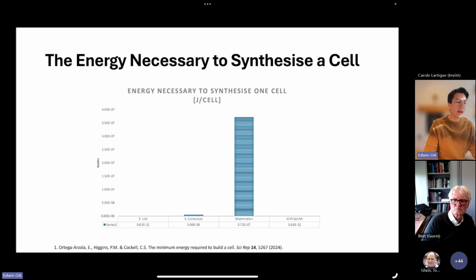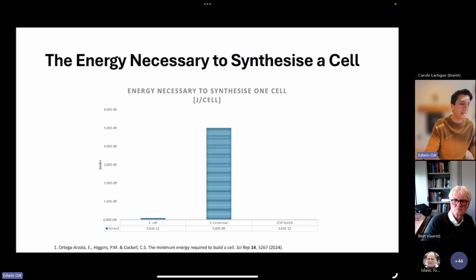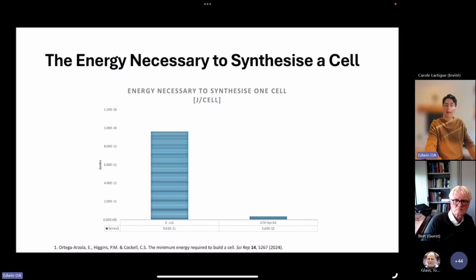So now, what about comparing the cell types? Well, obviously, mammalian is going to be the most expensive because of its complexity and the amount of biomolecules that it has. Cerevisiae is definitely more expensive to synthesize than E. coli and JCVI's cell. But here's where it starts getting interesting. When we compare in our model the energy necessary to synthesize one E. coli cell and compare it to the SYN3A cell, we can see that the difference is significant. JCVI's cell is significantly cheaper to synthesize than E. coli.